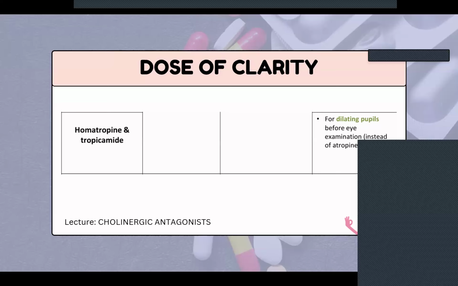And why are they used for diagnostic procedures when compared to atropine? That is because they have a very short duration of action. So they are good for diagnosis.